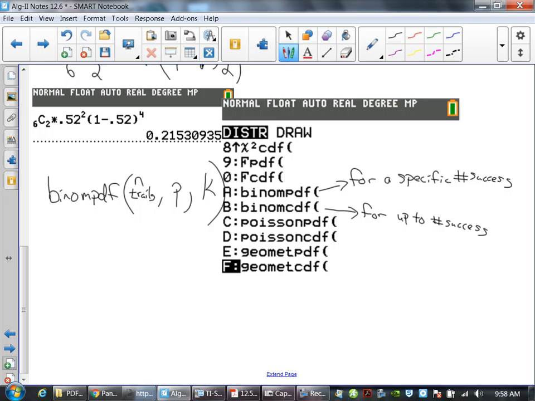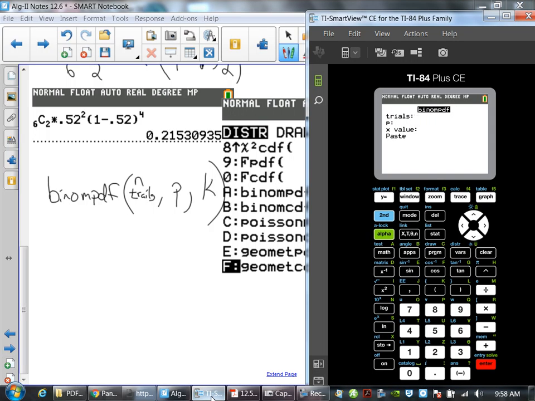For the other one, it gives the trials. So trials in this case should be 6. Our p-value was 0.52. Our x value, how many we want, that's our k value. We want 2. Hit enter, and it does it automatically. It's going to put it in that same sequence for us. Hey, look at that. It worked.